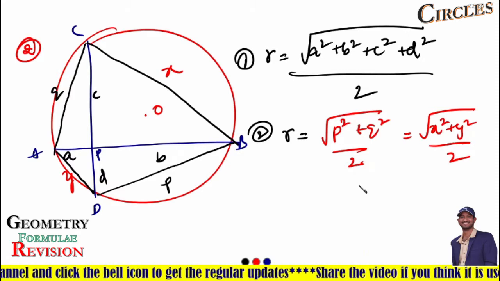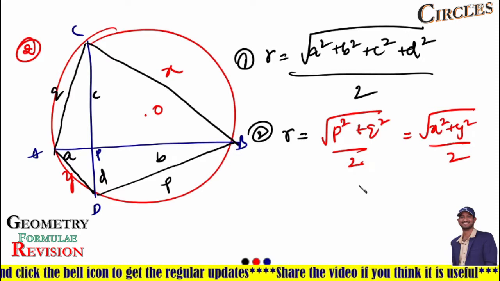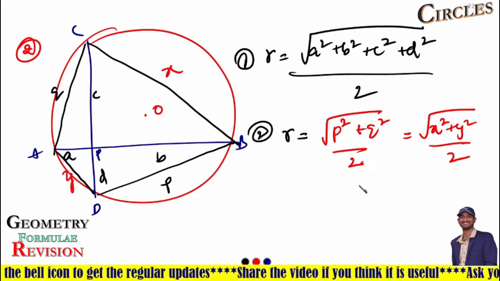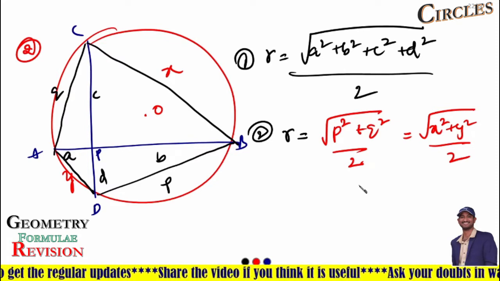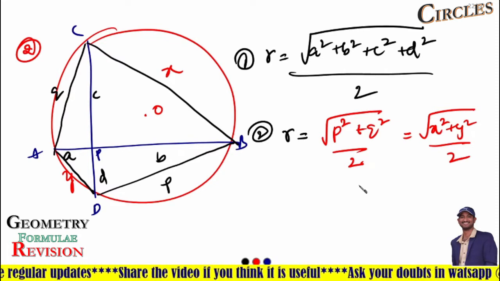What values are given? Based on those values you can find out the radius or diameter, whatever it may be. Is it clear? Next, third model.